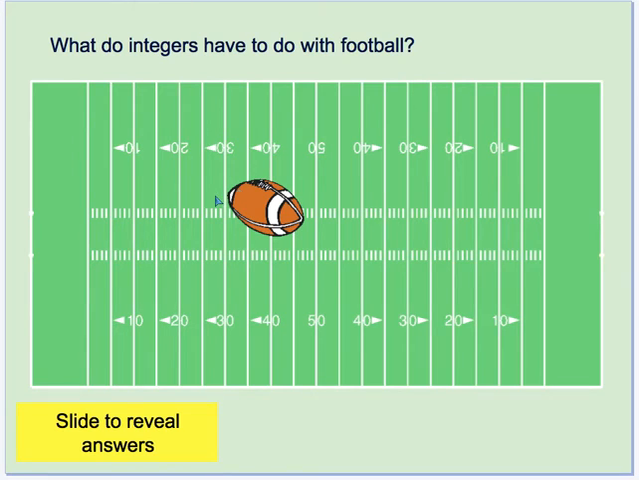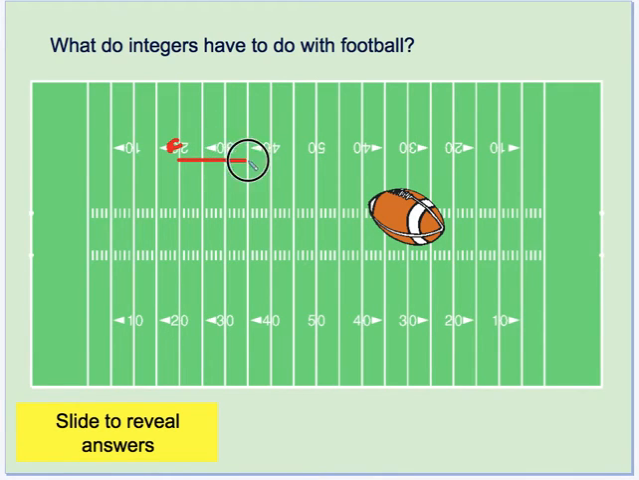Football. So we use integers in football. We use integers all the time actually. And let's say you're at the 20 and you start on the opening down 1, and you make this stellar pass and you go all the way to the 30. Well, that's a gain of how many yards? So you gain 10 yards, 20 yards, 30 yards, 40 yards, 50 yards. That's a gain of plus 50.